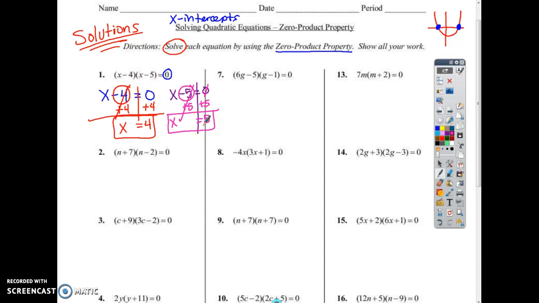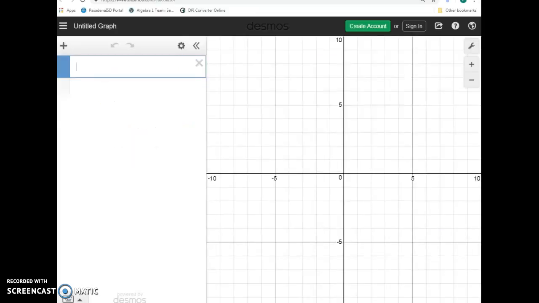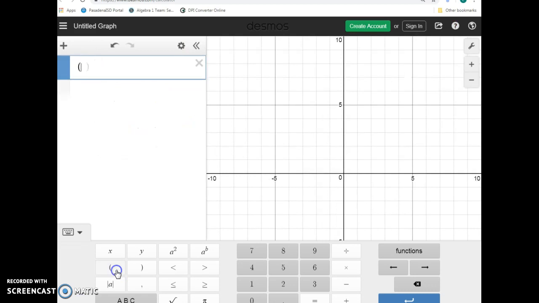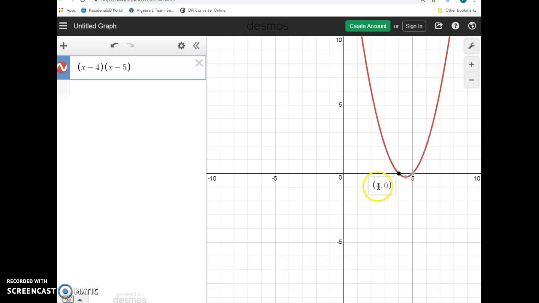Okay? On the graph, if I put this in the calculator, just like that, not equal to 0, just with parentheses. Parentheses x minus 4, close parentheses, parentheses, x minus 5, close parentheses. My solutions are at positive 4 and positive 5. Okay? I really want you to try to do it by hand. Those of you who cannot do it by hand, you're going to use the calculator to find the solutions. Okay? Let's do another one.